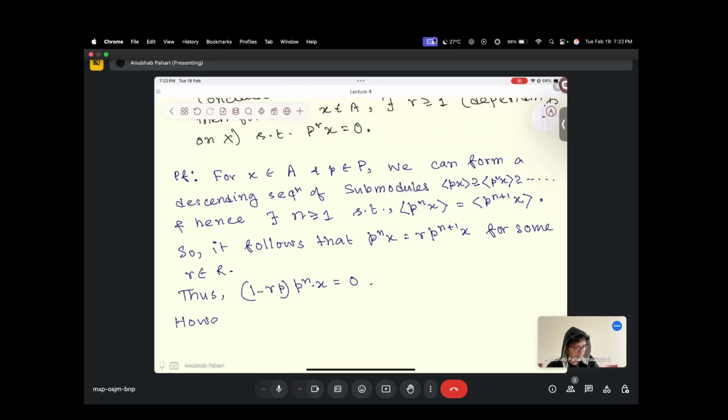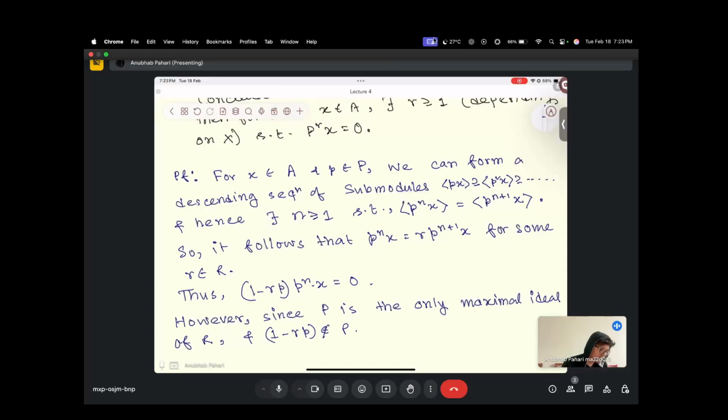However, since P is the only maximal ideal of R, 1 minus rp doesn't belong to P, because since small p belongs to P, so small r small p belongs to large P, and if this element belongs to P, then 1 should belong to P, but P is maximal, so it is proper.